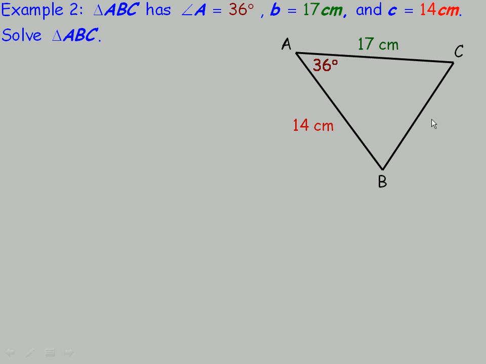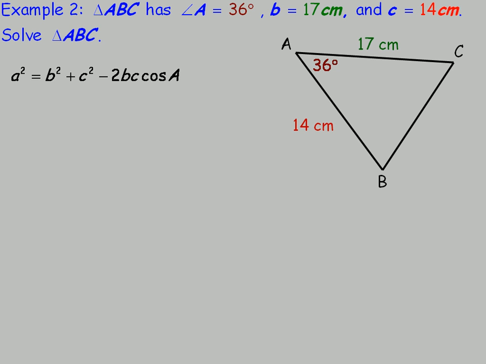Now, this is the same kind of scenario as we had on the previous page, where we're going to use the cosine law to find side A first, because we have up here the two sides and the angle between them. And so I can use the cosine law in order to find this side over here, which is side A.